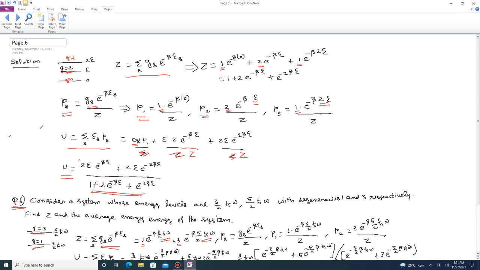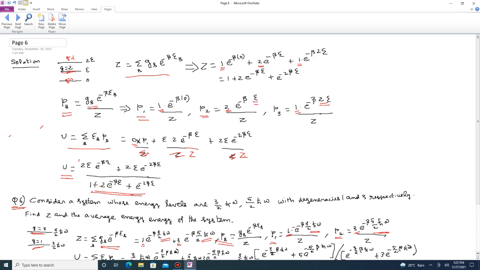So this is the expression for Z. Then let us calculate P1, P2. Using the expression for P_s, if you want to find P1, you have g1 equal to 1 and E1 equal to 3/2 h-bar omega. Similarly for P2, g2 is equal to 3 and E2 is equal to 5/2 h-bar omega. So you substitute, and you can find P1 and P2.